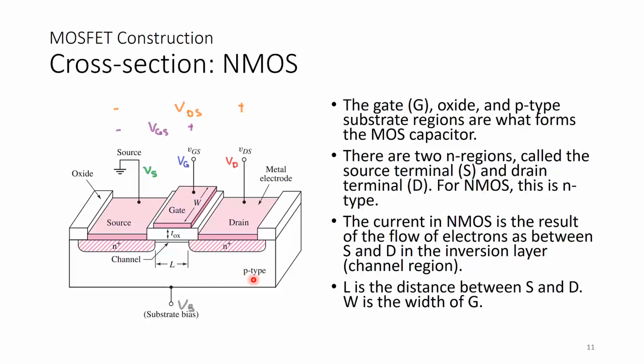We're still looking at how the MOSFET looks. L is the distance between source and drain, and W is the width of the gate.